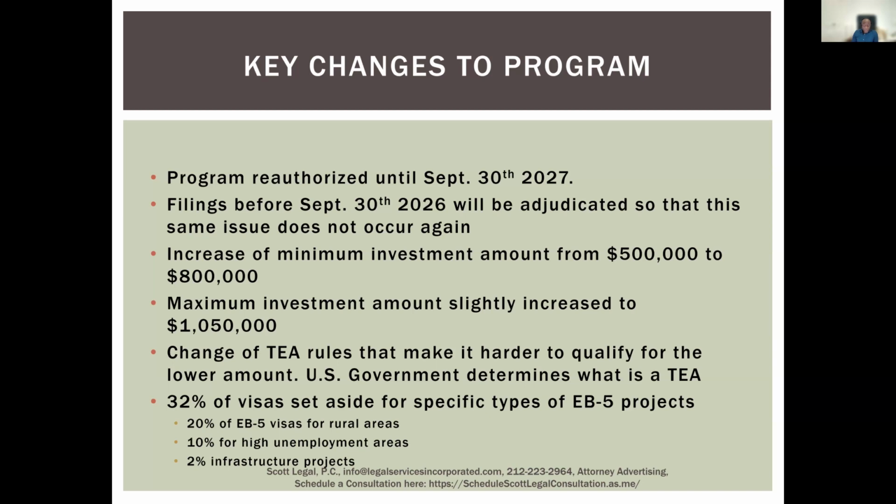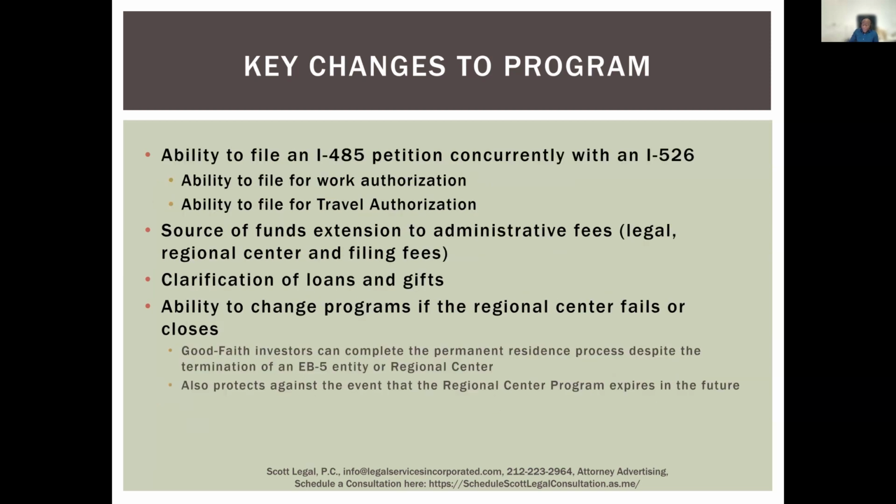The other big change, and this really impacts nationals from China and India, because they're the two countries where there are major backlogs, is that they set aside 32% of the visas for specific types of projects, so rural areas, unemployment areas, and infrastructure projects. And what this means is that nationals from India and China that applied, for example, today, would skip the line in essence, because there are people who are still waiting, but these new rules took effect prospectively. So that's one thing to keep in mind.